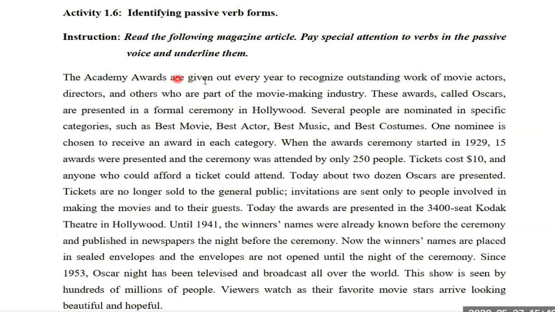By the way, I will bring this kind of question during the exam, right? So you are expected to find out the passive verbs. Last time we discussed passive and active, but here you find out the passive verbs. Are given is one. The other students, speed up, please. Any other students?